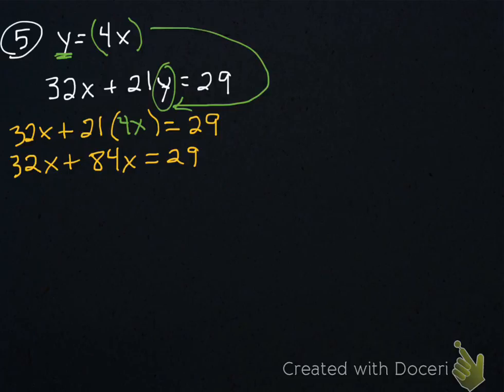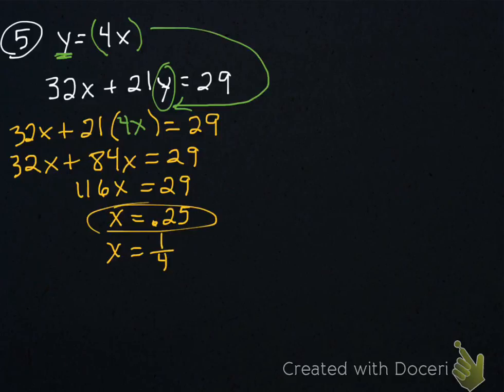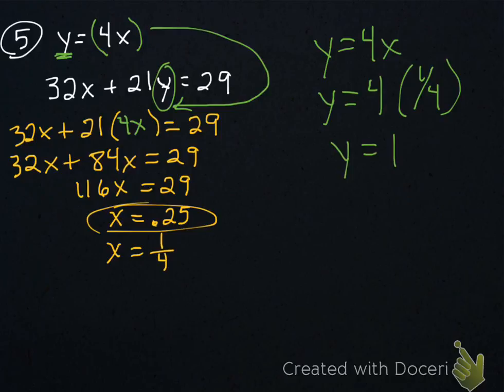Now 32 plus 84 is 116. So if 116x equals 29, you're like, there is no way we're getting a whole number. You're right. When we divide that, we actually get 0.25. That's the amount of a quarter. It's the same thing as 1 over 4. That is half of our solution. We now need to plug that in to find the other half. So we had y equals 4 times x, right? So 4 times 1/4, or 0.25, is just 1.